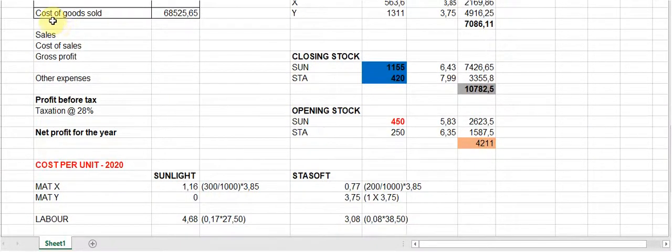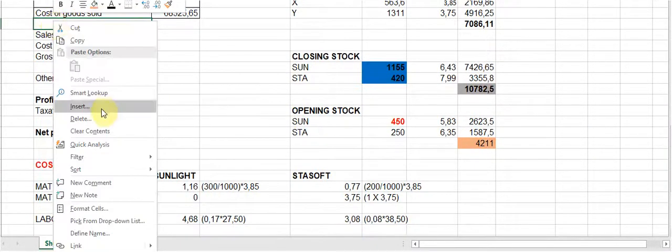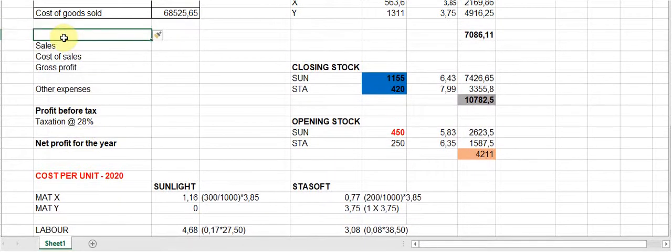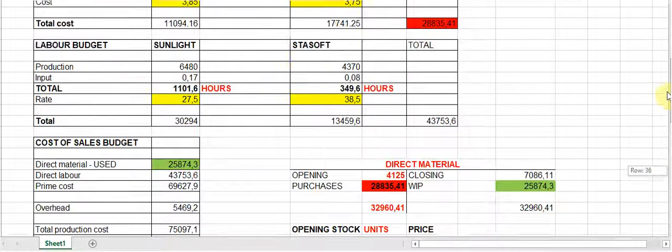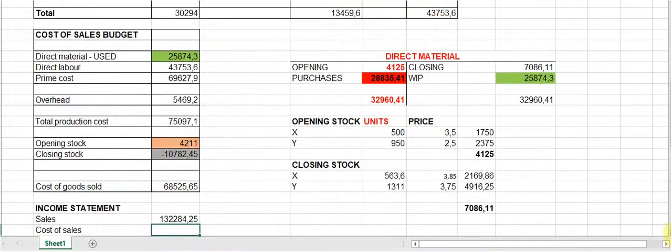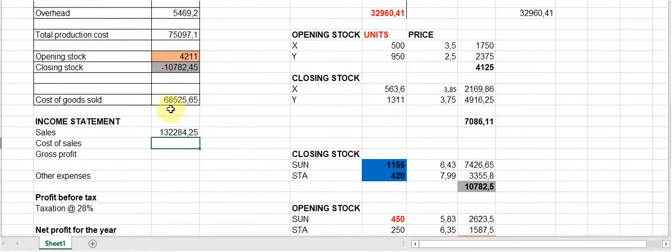Okay, we are on our income statement. I'm just going to insert a row here. Right, income statement. In order to do the income statement, we are going to need the sales. So this is simply the total of the sales budget. Going back, it should be this total. We're going to minus the cost of sales, which is the figure we just calculated. And the gross profit is, of course, the difference between those two.